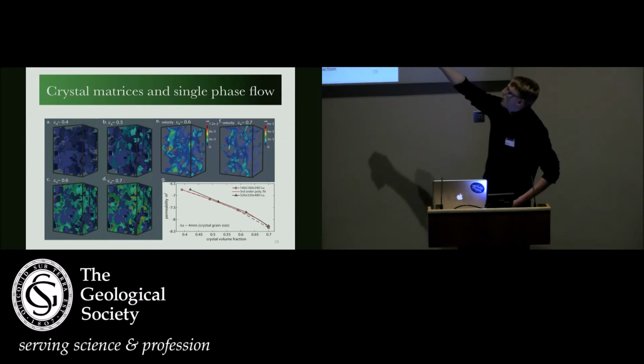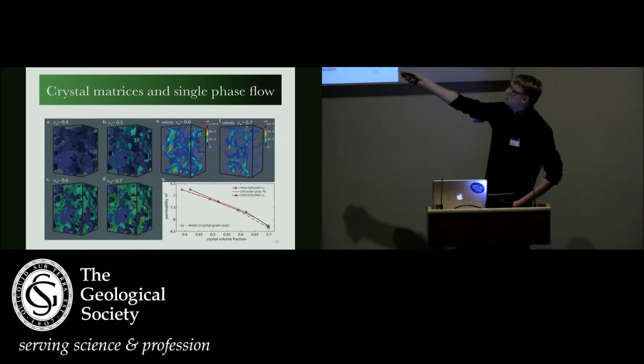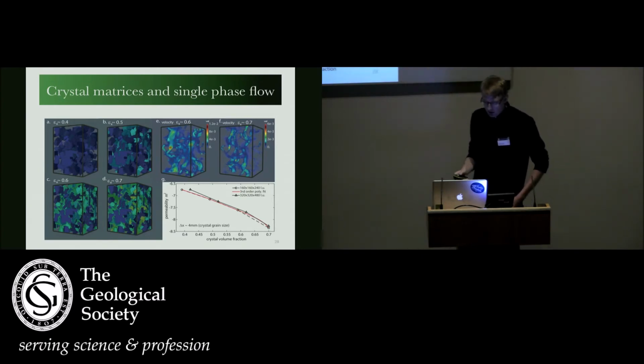So red means high velocity, and blue means low velocity. So here is the result of the entire system that you're solving for: your permeability on the left-hand axis and crystal volume fraction on the bottom. And you see that permeability, as you would expect, goes from high to low as you increase your crystallinity.